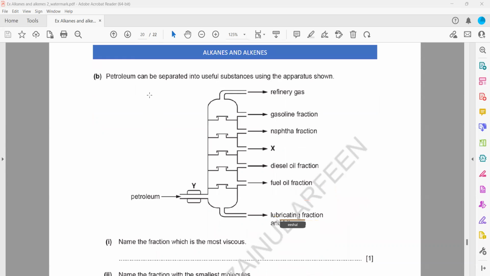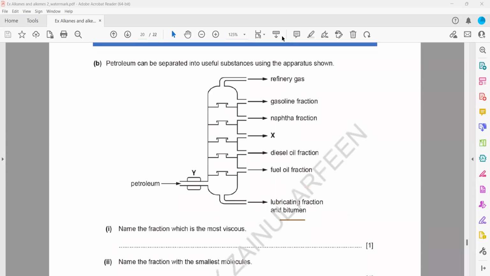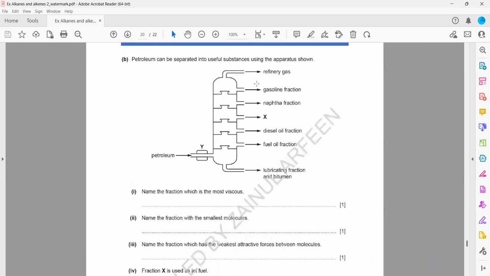The next is, name the fraction which has the smallest molecule: refinery gas, because of the number of carbons. As we go down there are more carbons, so this will have few carbon atoms and this will have more carbon atoms. Name the fraction which has the weakest attractive force between the molecules. Also refinery gas, or a low boiling point, because of few carbon atoms.